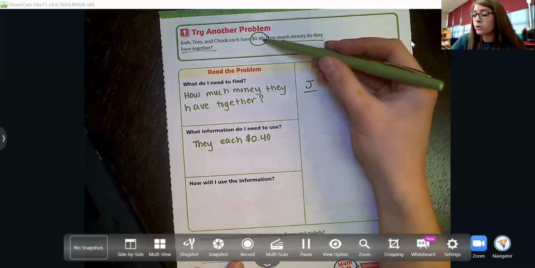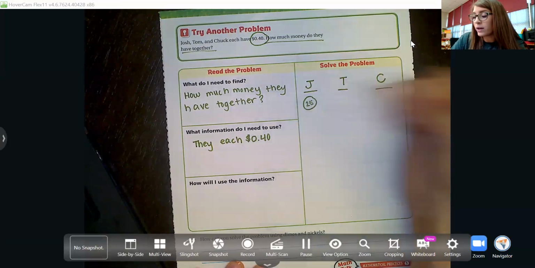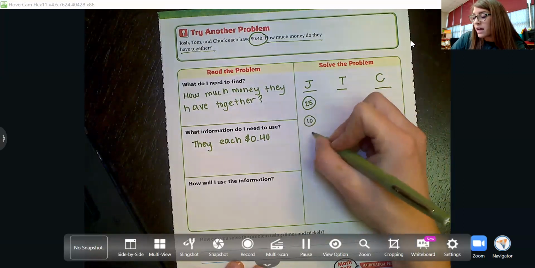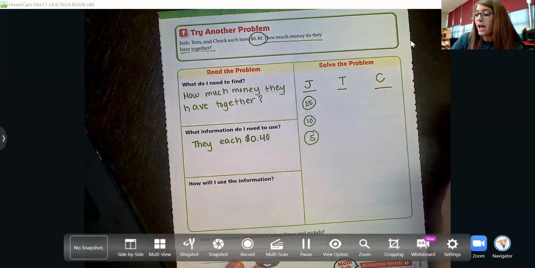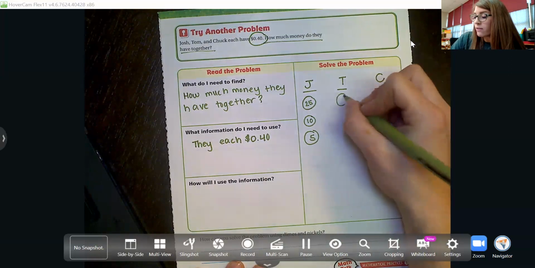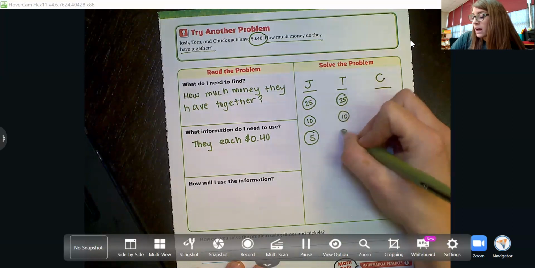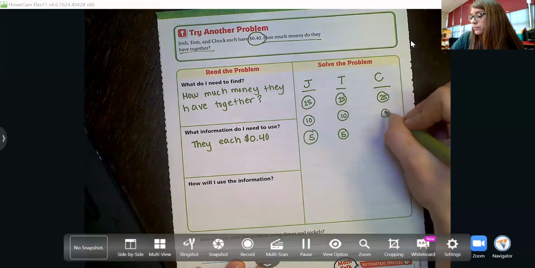So in order to show 40 cents, I'm going to show Josh having a quarter, which is 25 cents, a dime, which is 10 cents, and a nickel, which is 5 cents. Okay. And all three of them have that same amount. So I'm going to go ahead and draw that for all three of them, a quarter, a dime, and a nickel for Josh, Tom, and Chuck.